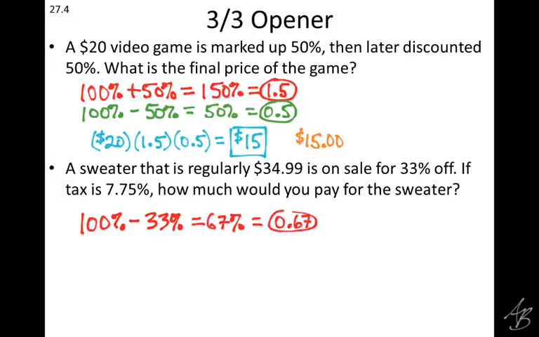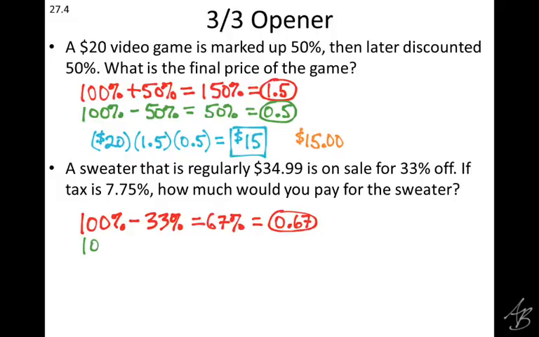0.67. We divide by 100 or move the decimal place 2 times to the left. All right, so if we multiply any dollar amount by 0.67, that's going to tell us how much it's going to be after a 33% discount. But let's go ahead and add the tax in all at the same time. So we need another multiplier for that. How are we going to get that one?